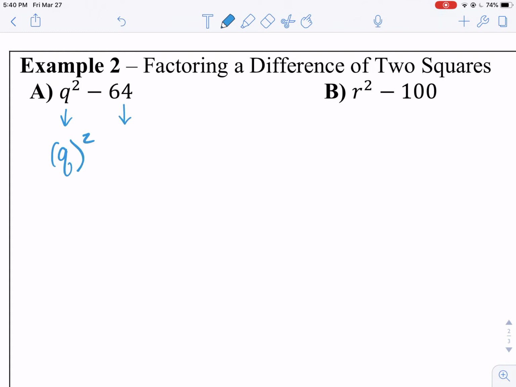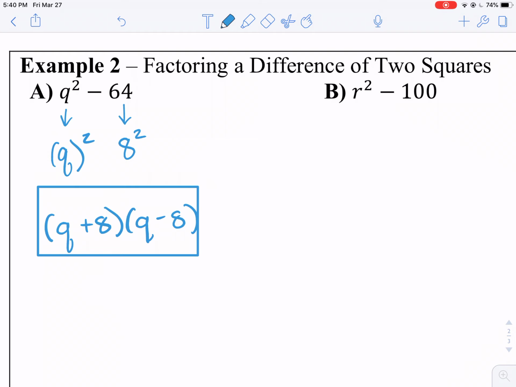Now 64, is that something squared? Yeah, 64 is 8 squared. Cool. So our difference of squares follows the pattern q plus 8 times q minus 8. That's it. That's how you factor a difference of squares.